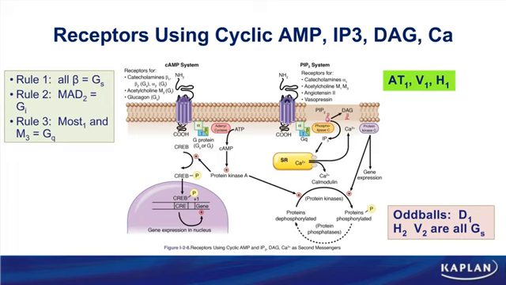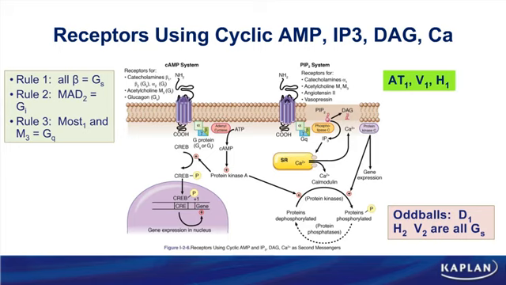Obviously, alpha-1, M1. The angiotensin II receptor is called AT1. It's always a little confusing. AT1 is an abbreviation for the angiotensin II type 1 receptor, and that, of course, is GQ coupled. The vasopressin V1 receptor, that's GQ, and the histamine H1 receptor, that's also GQ. So most sub-1s and M3s are GQ.